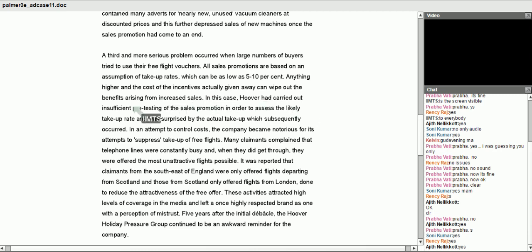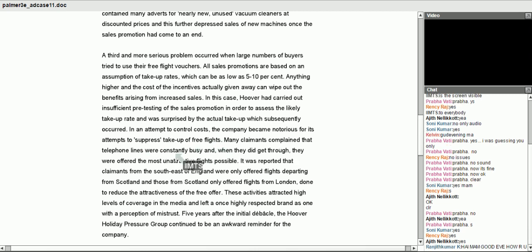So in this case, Hoover had carried out insufficient pre-testing of the sales promotion in order to assess the likely take-up rate, and was surprised by the actual take-up which subsequently occurred. Everybody wanted the ticket to US at a reasonable price, 70 pounds, sorry. So that was the weakest point of that promotion. In an attempt to control the costs, the company became notorious for its attempts to suppress take-up of free flights. Many claimants complained that the telephone lines were constantly busy, and when they did get through, they were offered the most unattractive flights possible.